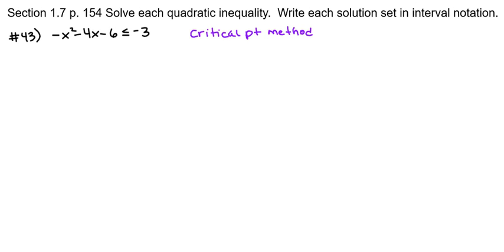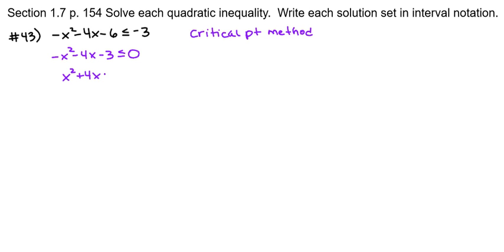you need to make sure you have less than or equal to 0, not less than or equal to -3. So let's go ahead and add 3 to both sides. And then for this problem in particular, it's kind of more complicated because we have a negative in front of the x squared. So I think at this point it would be nice to multiply both sides of the inequality by -1 so that we can simplify the left.